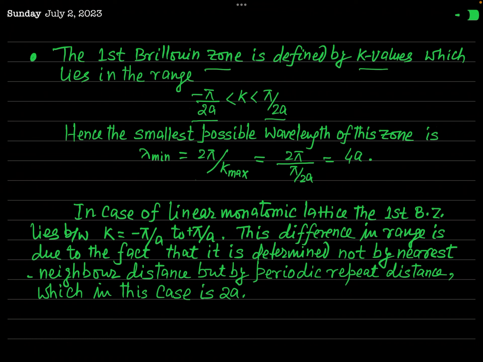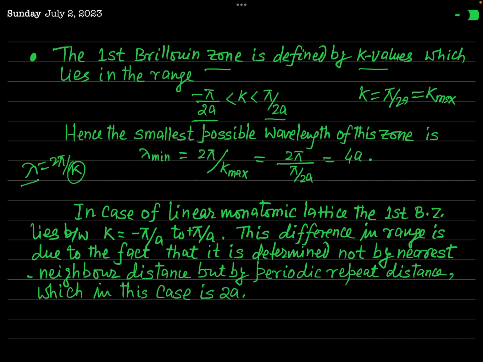And at the boundaries of the first Brillouin zone, k is equal to what? This is pi over 2a. I have neglected the minus sign. Then this is the maximum value of the wave vector k in case of the first Brillouin zone, or the value of k at the boundaries of the first Brillouin zone. And you know, lambda, which is wavelength, is equal to 2 pi over k.